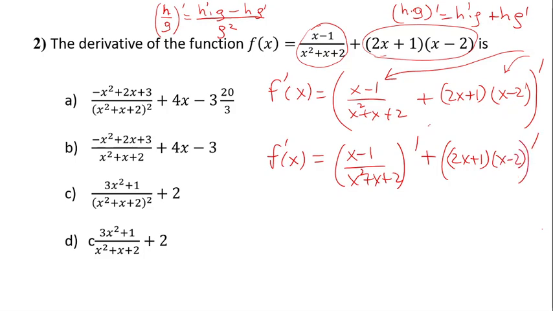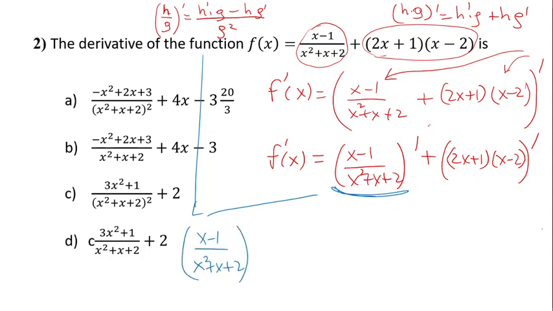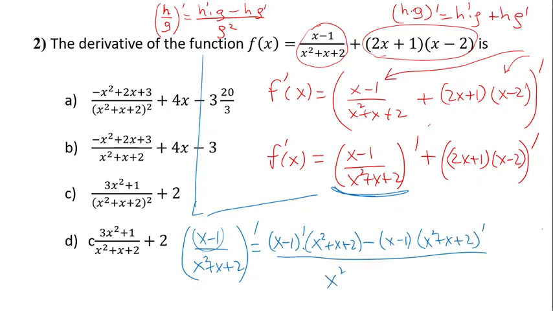Now, how to find the derivative of such a thing? I will try to find this by using this formula here. It will be x minus 1 over x squared plus x plus 2, prime, is equal to, what is h here? h is x minus 1. So the derivative of h times g, x squared plus x plus 2, minus x minus 1 times the derivative of x squared plus x plus 2, divided by x squared plus x plus 2, squared.